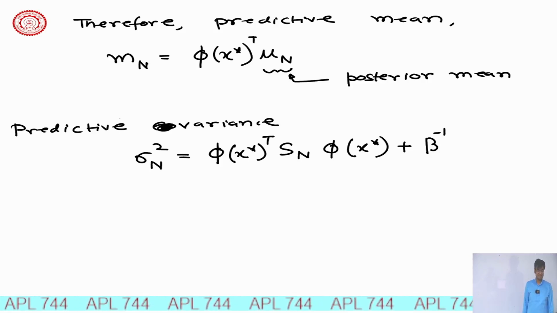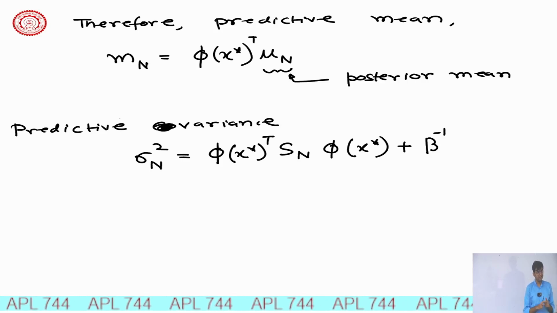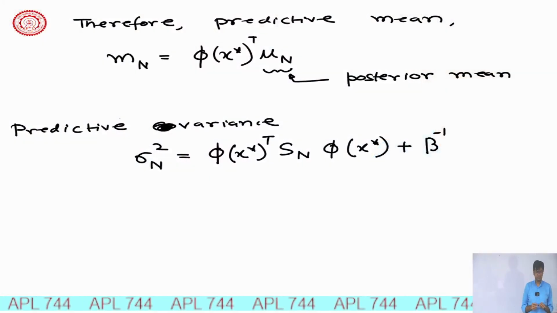So, when you are predicting, you are getting not only a mean prediction, but also a variance which will tell you how confident your prediction is, how confident your model is about the prediction. Now, this prediction that you are getting has two terms, right? Predictive variance has two terms. What is the first term and what is the second term?